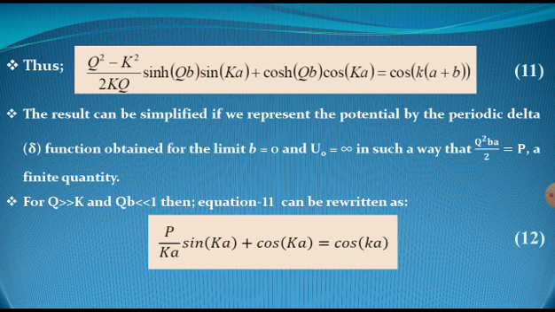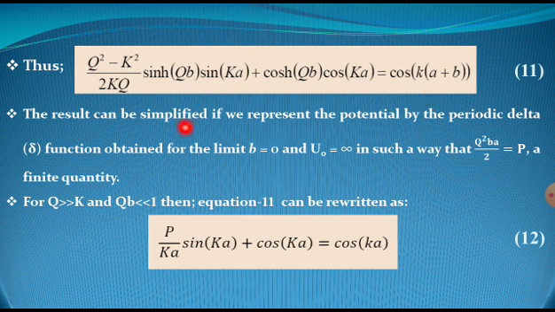So this is the major simplified equation number 11: (q square minus k square) upon 2kq, sinh qb sin ka, plus cosh qb cos ka, is equal to cos k(a plus b). Here the hyperbolic functions are cosh and sinh, and this is nothing but the standard relationship.